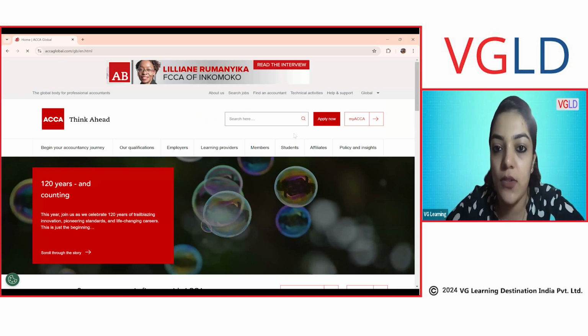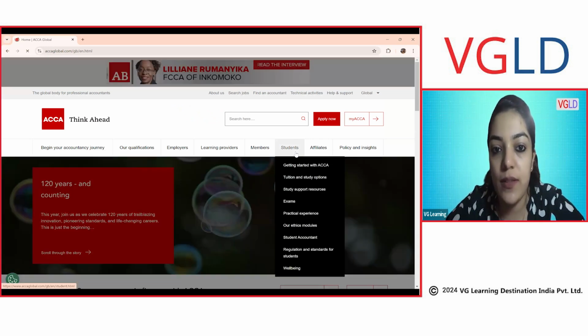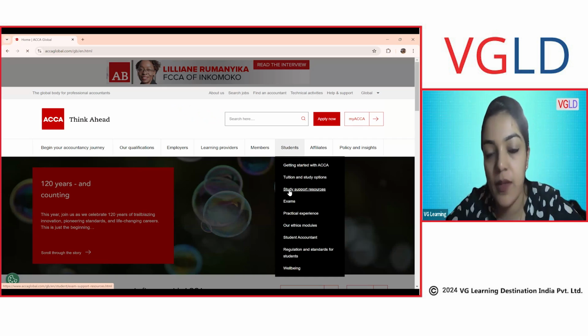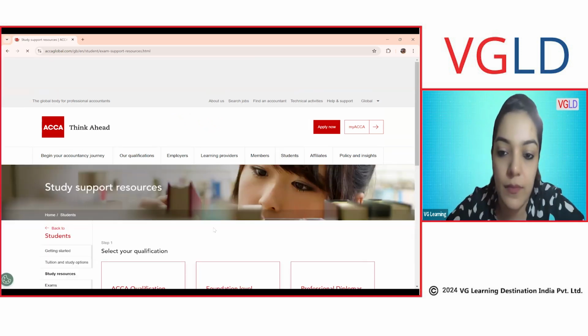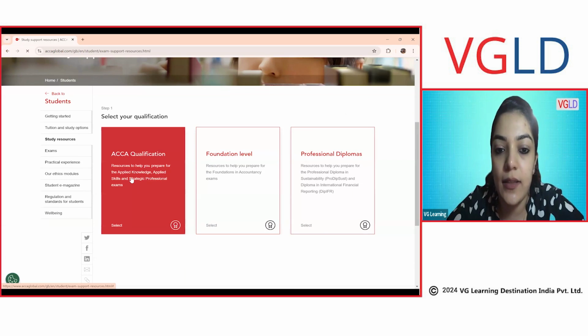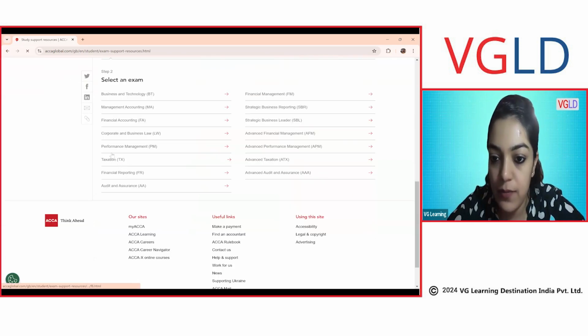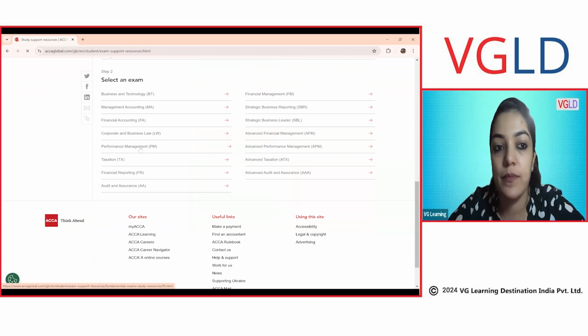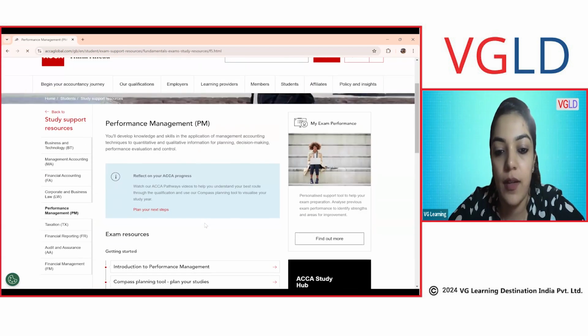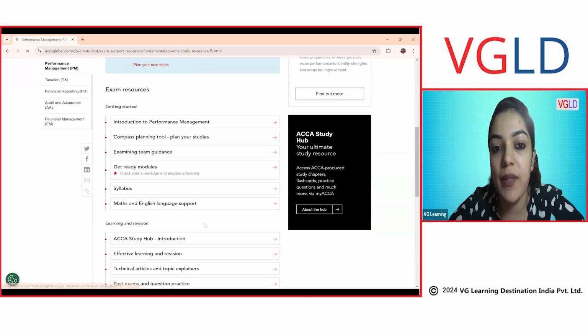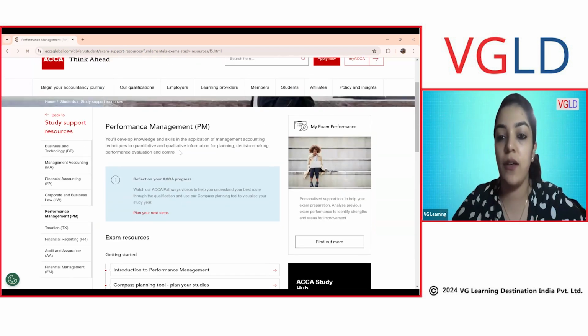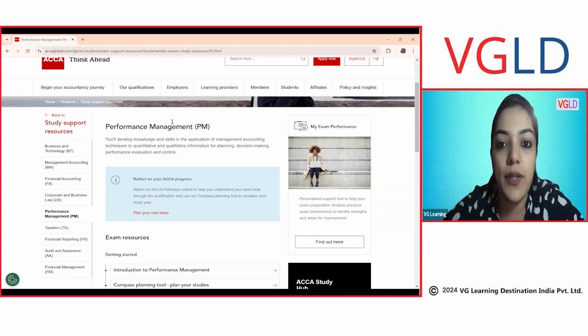Okay. Then on this page, hover over the students part, and then scroll down to study support resources. Click on this, and then click on ACCA qualification. Then select the paper, which is performance management for us. And then if you scroll down on this page, everyone please confirm if you're with me on this page which you're seeing on my screen. All of you have reached this.